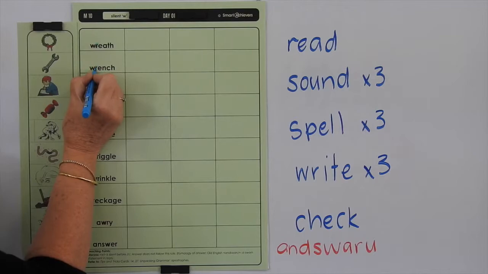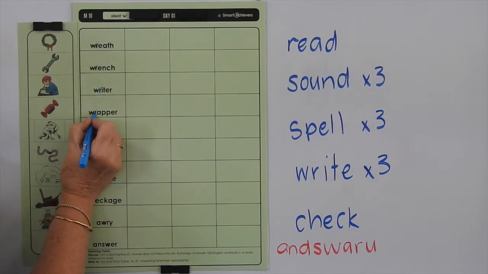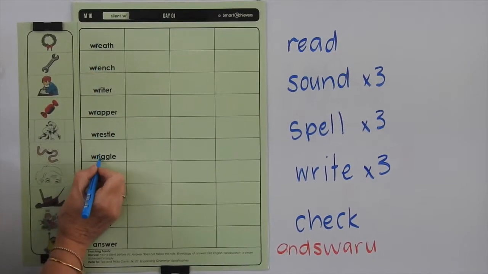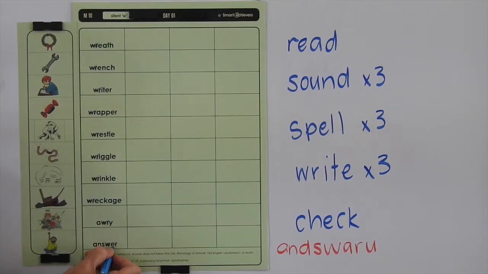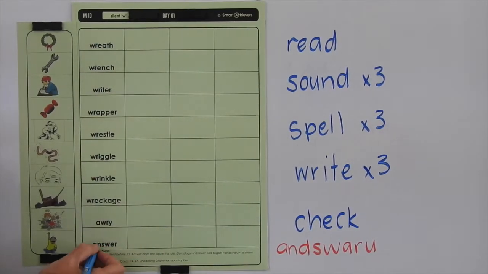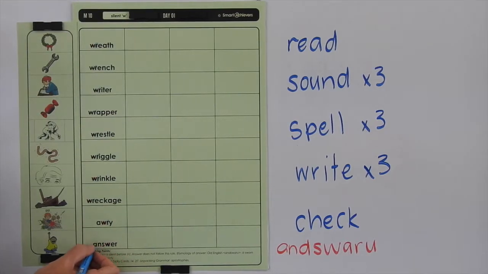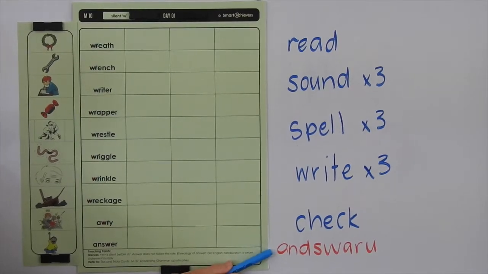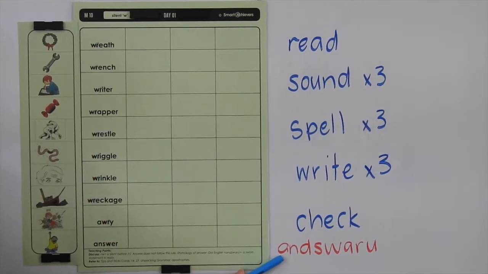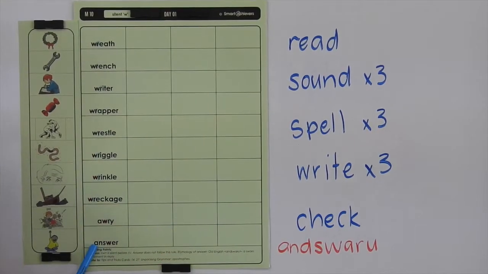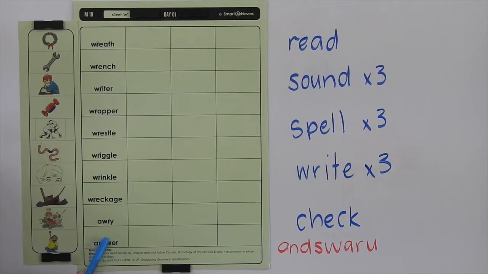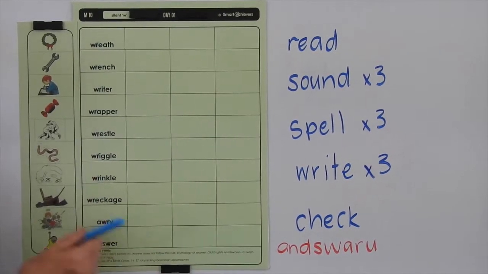So we've got wreath, you can hear that, wrench, writer, wrapper, wrestle, wriggle, wrinkle, wreckage, awry, and answer, we don't have the R after it. Now answer, even as tricky as it is to spell, we're really fortunate that we don't have to spell it as it was originally written in Old English. So ansawara has changed to answer. So this is a much simpler form and much easier to remember than that.